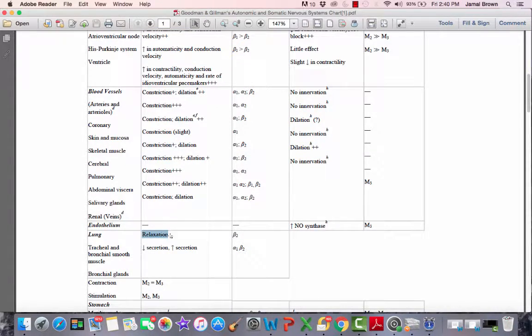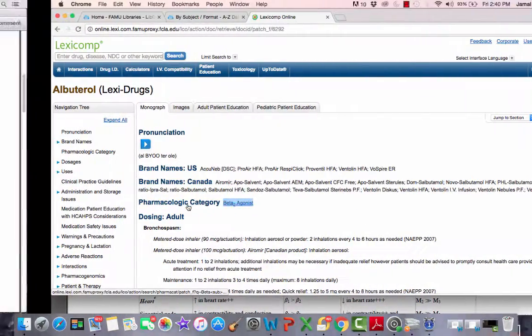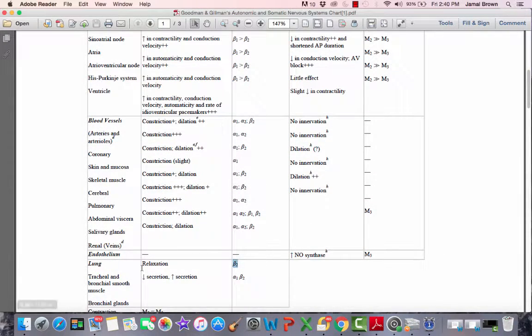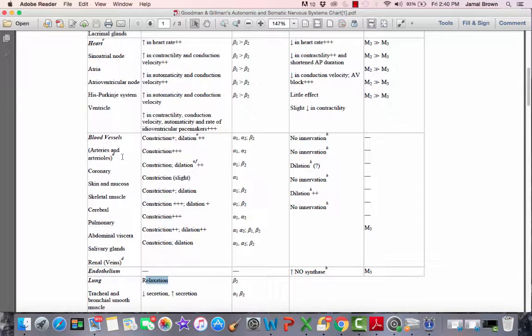What happens when you have an agonist on this side? Remember, agonist over here, antagonist over here. What happens when you have a beta agonist? You're going to have relaxation. So now the person can breathe better because the beta receptors in the lungs have been innervated by a beta agonist. And we saw here beta 2. This is why we said beta 2. A beta 2 agonist causes some relaxation. So basically what you need to learn and understand in this chart is what happens for beta in the lung. Beta relaxes the lung.